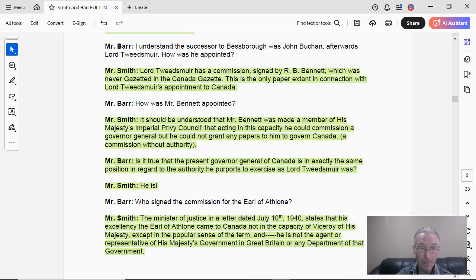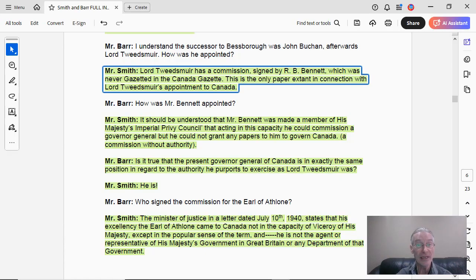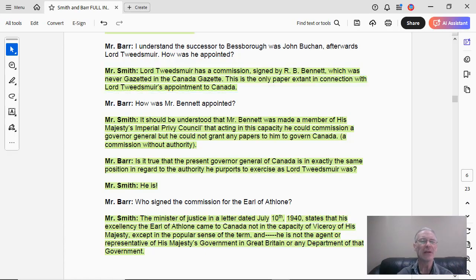So, Lord Tweedsmuir, I believe he was in 1935, he was appointed Governor General. So he did not have any letters patent. He had a commission signed by Prime Minister Bennett, which was never gazetted, which is a legal requirement, in Canada Gazette, which is the government's official newspaper, how they communicate with the people of Canada.